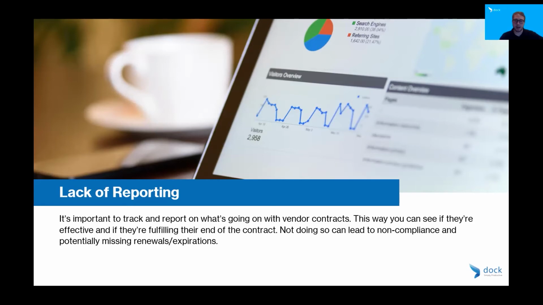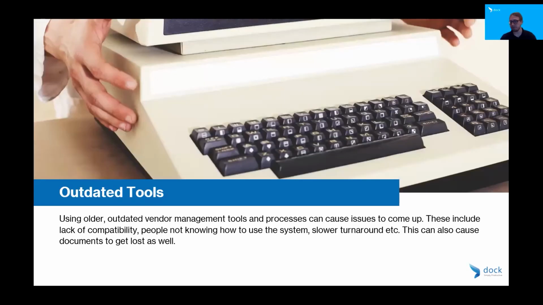After that, finally, having outdated tools. If you're using outdated tools and processes, it's going to have issues come up. If you're still storing things in filing cabinets, that can be an issue. Unless you're doing so for regulatory reasons, then yes, keep storing them physically. But if there is no regulatory or legal reason for you to be storing physical versions of documents, don't do it. It's a waste of time. It's a waste of effort.